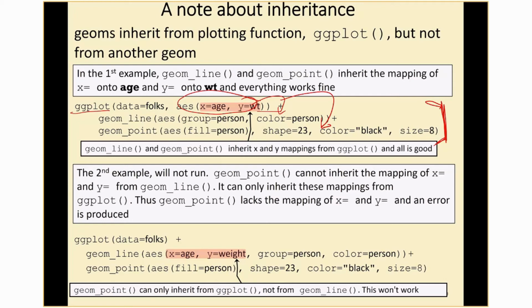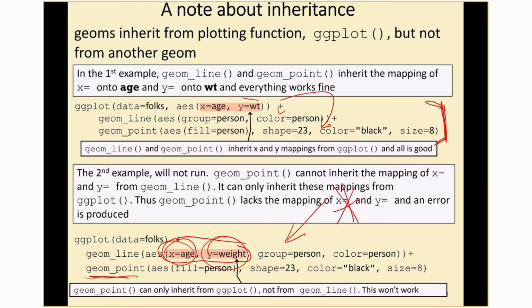And the point is that geom_line and geom_point can inherit from the plotting function, but they cannot inherit from each other. So this code down here is not going to work. This code won't work. What I've done here is I've specified for geom_line what the mapping is of the x and y variables. But for geom_point, there is no specification of the x and y mappings.